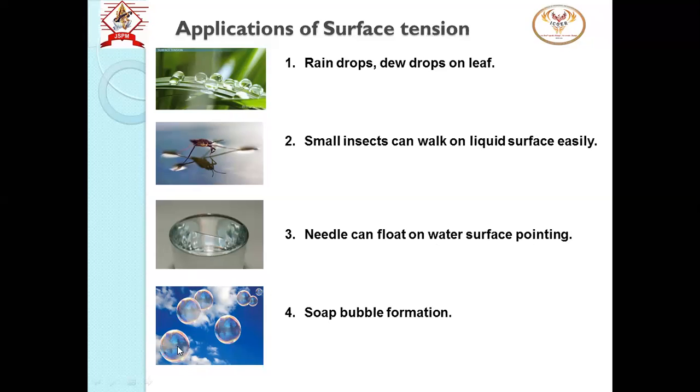So soap bubbles are hollow from inside, not just like these raindrops. Raindrops are solid, right? But the soap bubble is hollow from inside. So surface tension will be acting on this soap bubble also, and because of that surface tension, those are spherical, those are round in nature. So all these are different examples of surface tension, right?